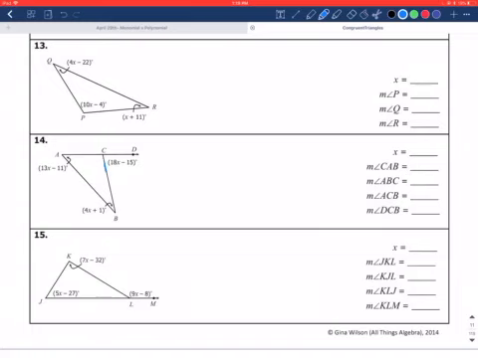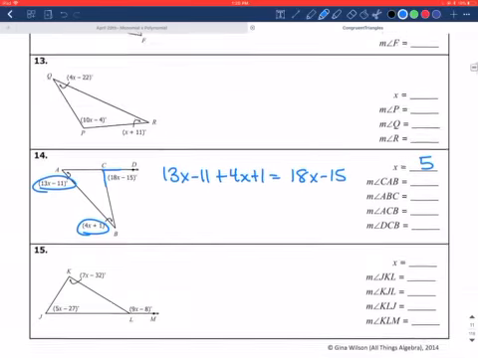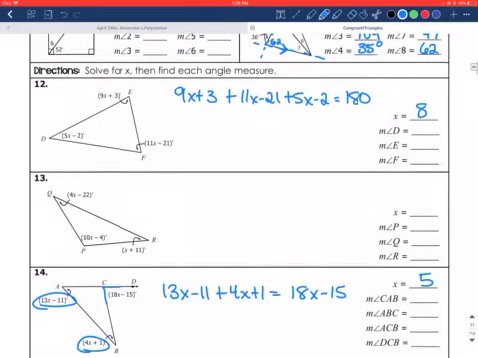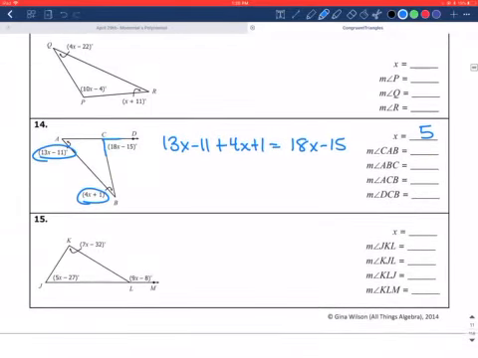So this is exterior angle theorem. We know that this exterior angle is equal to the sum of these two angles. So 13x minus 11 plus 4x plus 1 will equal 18x minus 15. For there, your answer for 14 for x will be 5. And I'll kind of let you go from there. So 13 and 15 are just like 12 and 14. Pretty simple. And I'm pretty sure that's all I assigned you for the day.